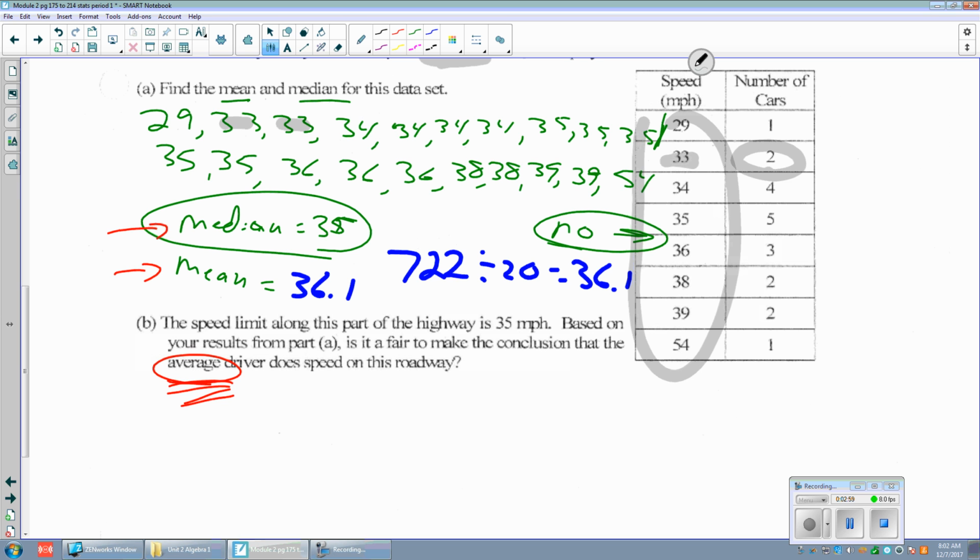Is there a tail? If there's a tail, use median. Is there someone that's pulling the data really far to the right or really far to the left? Look at it and think. Is there something pulling the data really far to the right, really far to the left? What do you think, Jason?